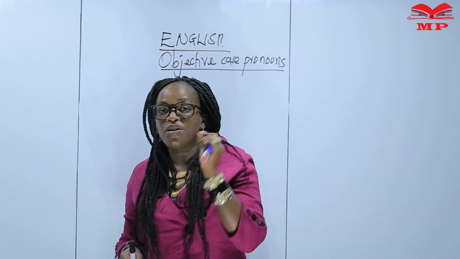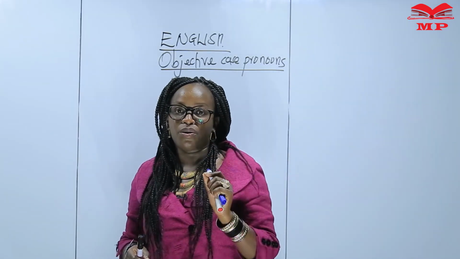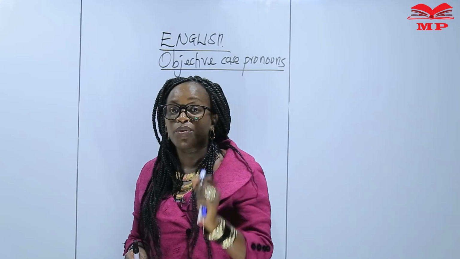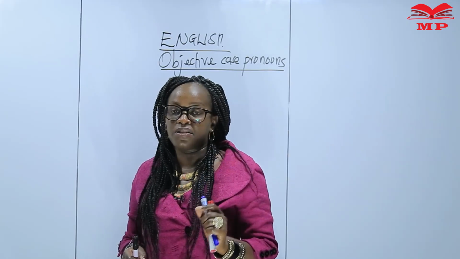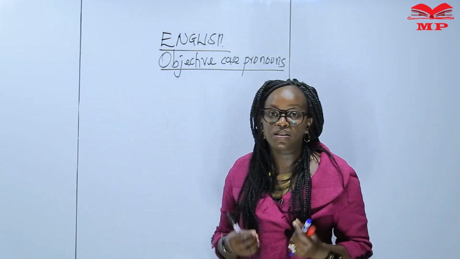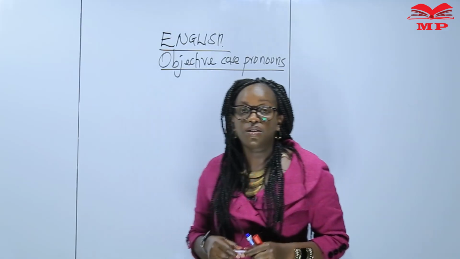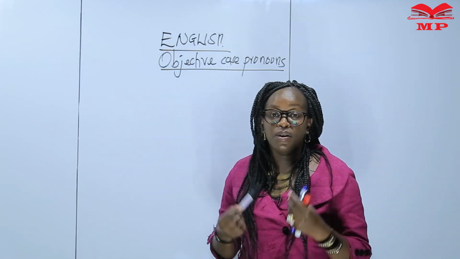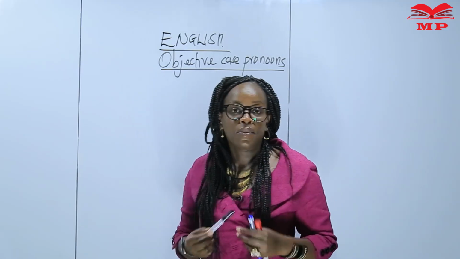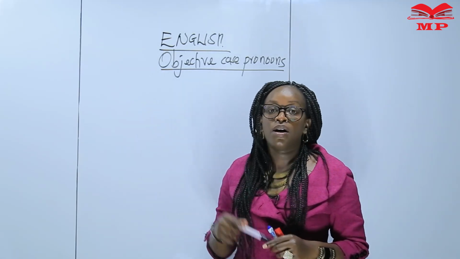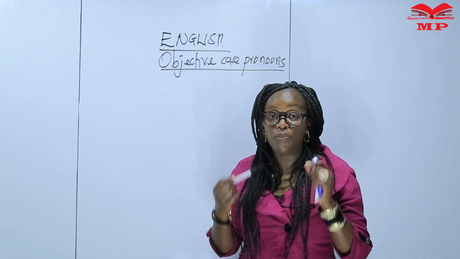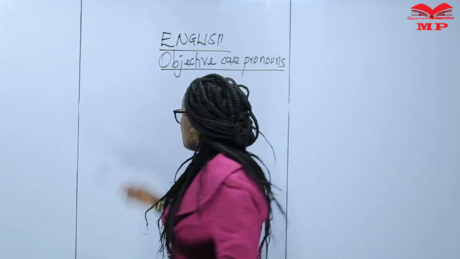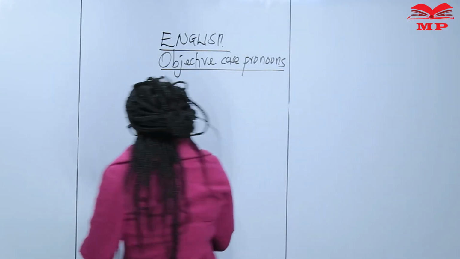So depending on the noun that is replaced by a pronoun, that is what dictates whether the pronoun is subjective or objective. I gave examples of subjective pronouns. We talked about I. We also talked about they. We talked about she, he. All those were examples of subjective pronouns. I hope everything was clear. So now we'll move to the objective case pronouns.